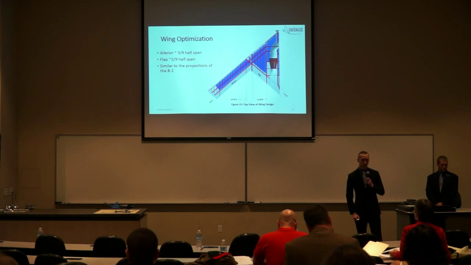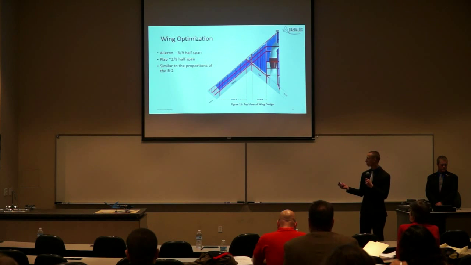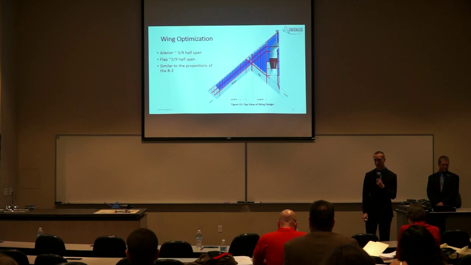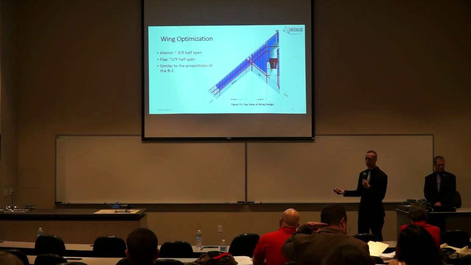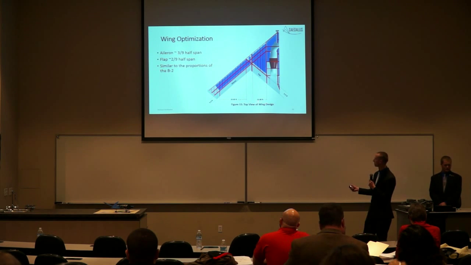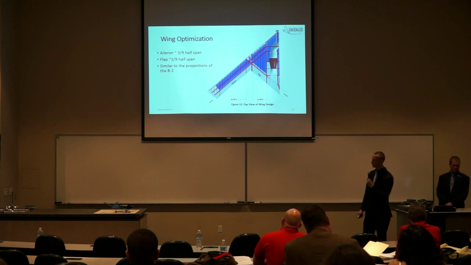We used Roskam and Napolitano, using the equations from those books to find the sizing for our ailerons and flaps. From this, we found an almost 20-foot lateral span for our aileron with a constant chord of 3.9 feet, and an almost 13-foot lateral span for the flaps with a constant chord of 5.4 feet.